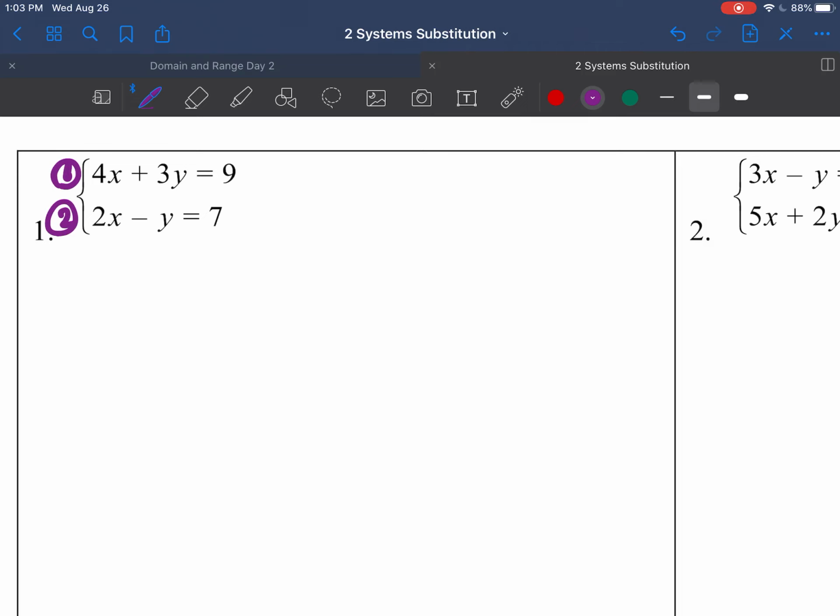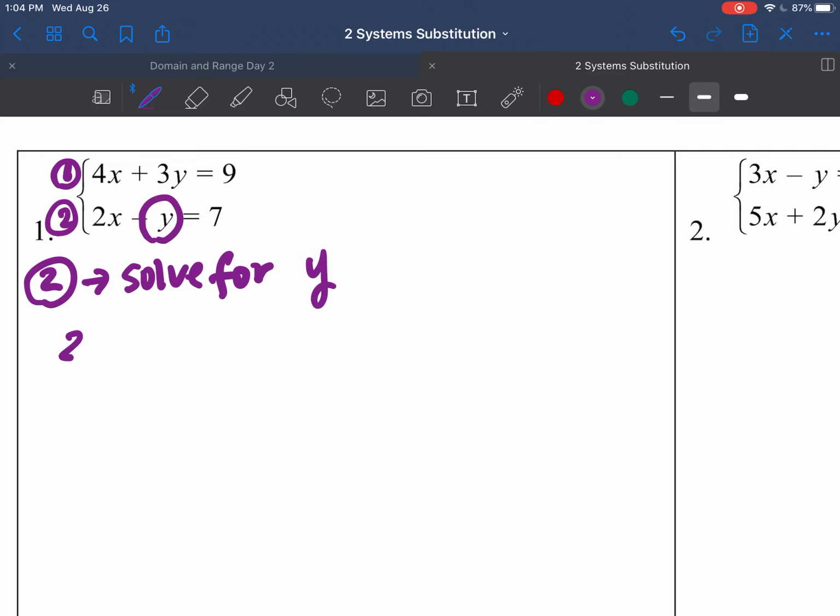And so we need to pick a variable to solve for, and you usually want to pick the one that has a coefficient of 1 or -1. And so in that case, this y would be the easiest to solve for. So I'm going to take equation 2, I'm going to solve for y. Okay, and so for 2x minus y equals 7, I need to get y by itself.